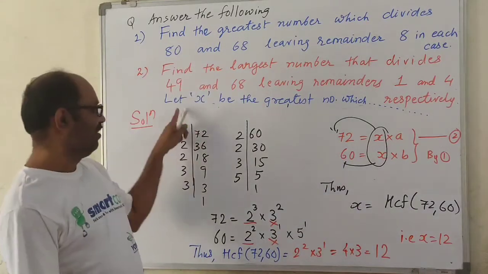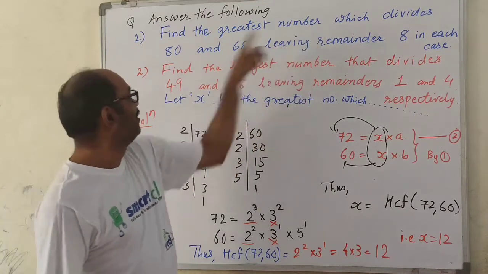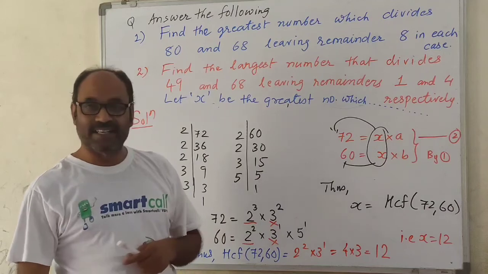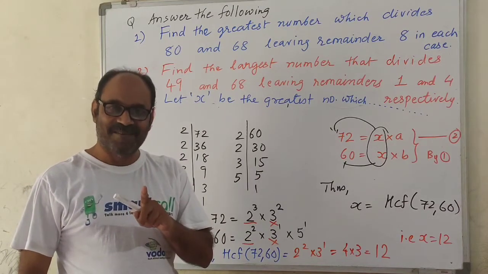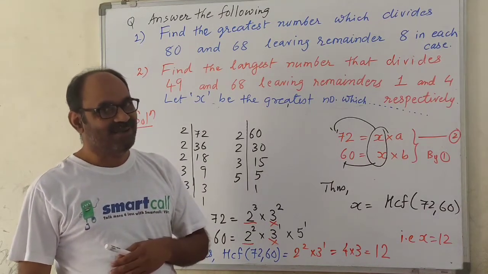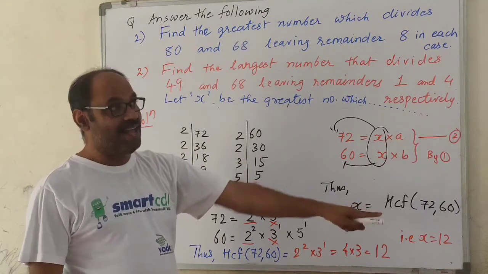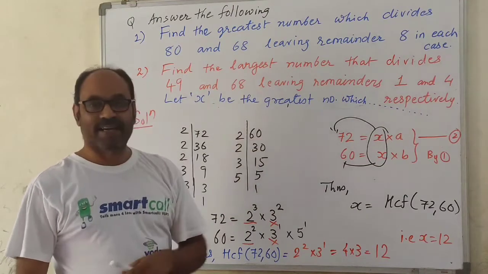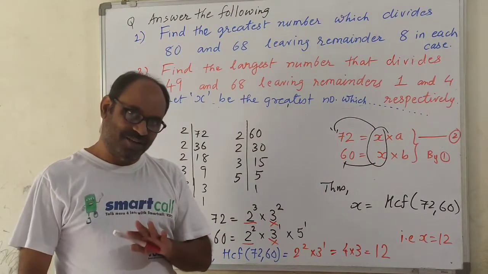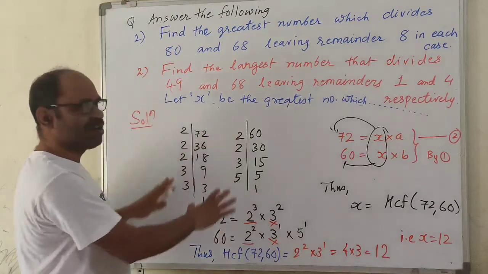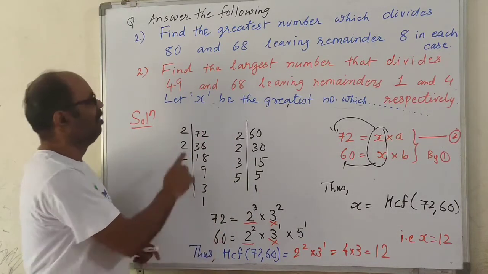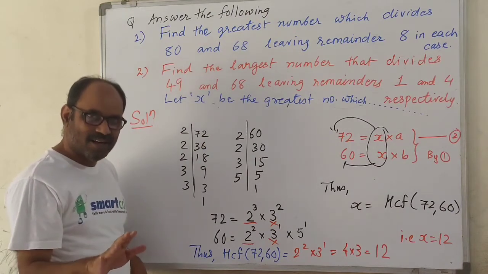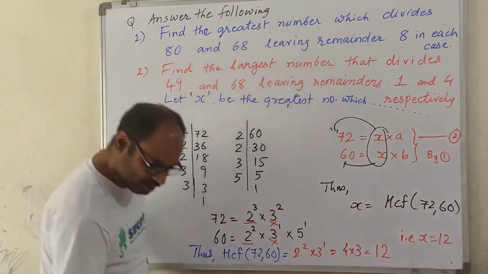And what is x? The greatest number which divides 80 and 68, leaving remainder 8 in each case. Did you understand? So what is the answer here? What is that greatest number? 12, which divides 80 and 68, leaving the remainder 8 in each case. Clear to you? So this is how, children, you represent the solution. Even you can write that division, doesn't matter. Are you getting my point? Fine. Alright.